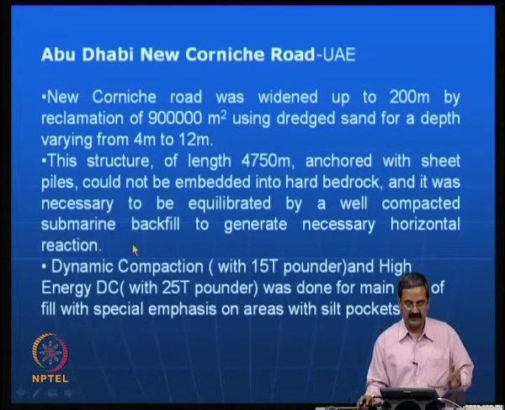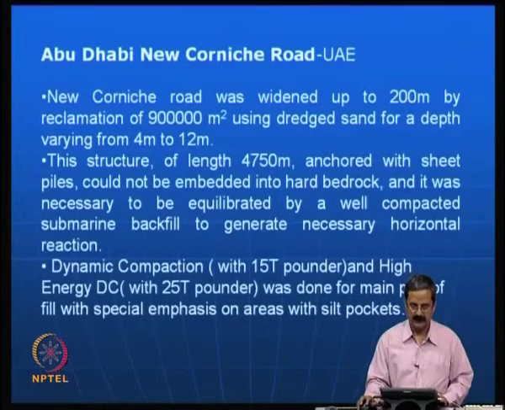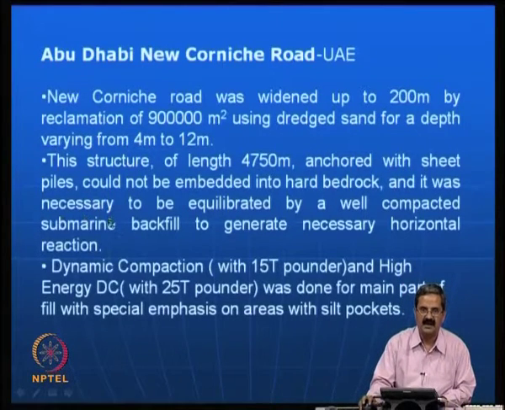In sheet pile wall construction, if you have a well compacted backfill behind the sheet piles, the earth pressures coming onto the retaining wall are much less, so you can optimize the design in a proper way. For example, if you have a less good backfill next to the sheet pile wall, the load that comes on the sheet pile wall will be much greater compared to a well compacted backfill. So what they did was use dynamic compaction with a 15-ton pounder, a high energy dynamic compaction.